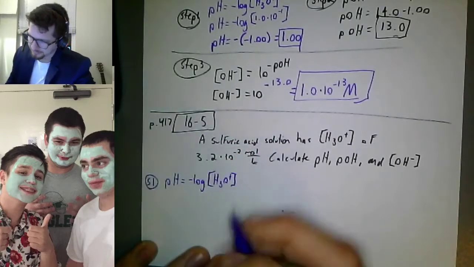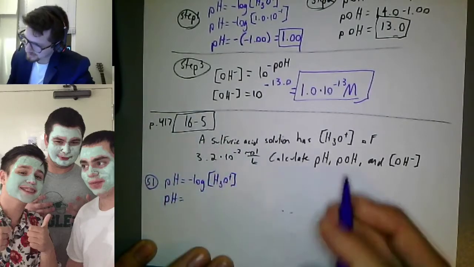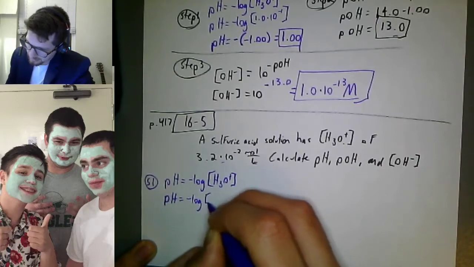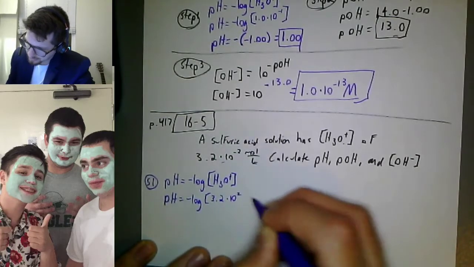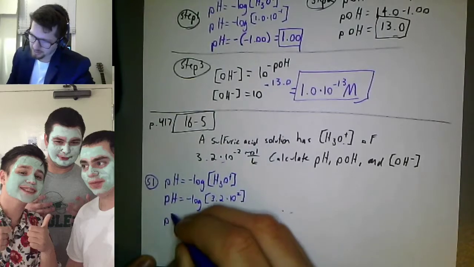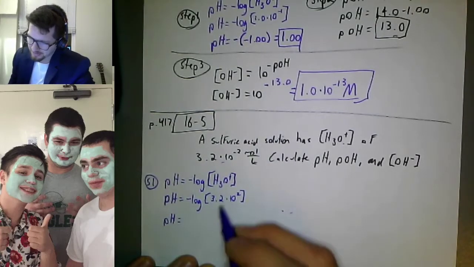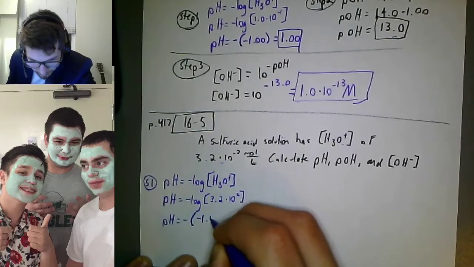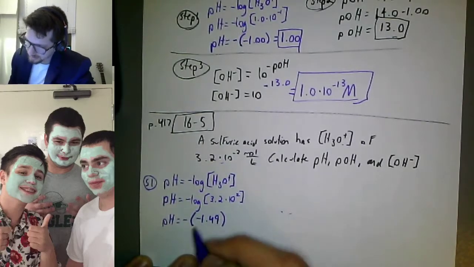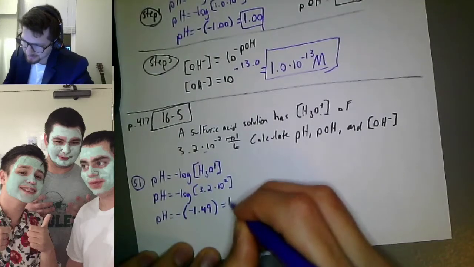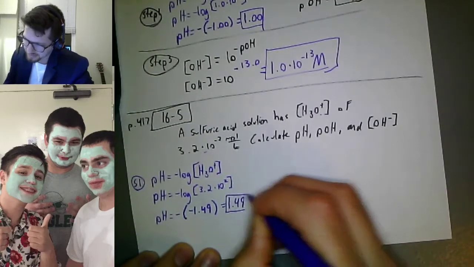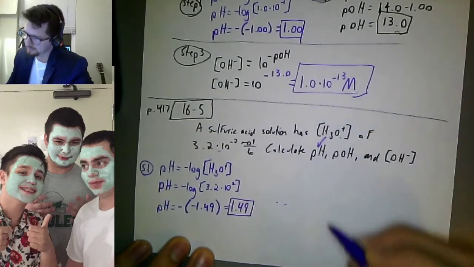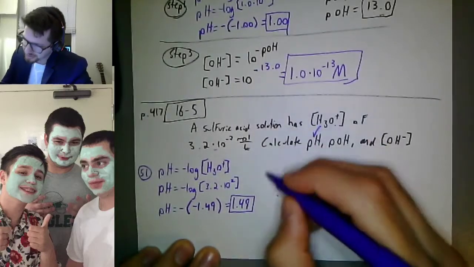So step one, if I plug that in, they give me H3O, which is 3.2 times 10 to the negative 2. What do I get when I type in logarithm of that into my calculator? I get negative 1.49. Negative negative 1.49 gives me positive 1.49. That's my pH. That's step one.